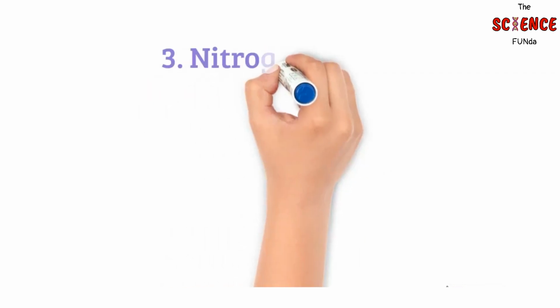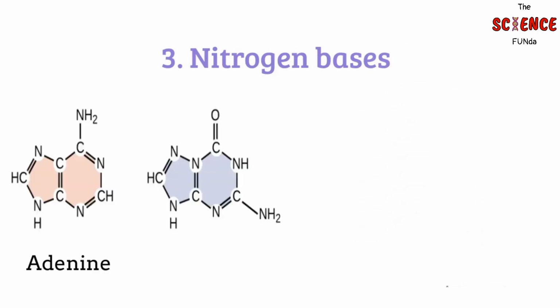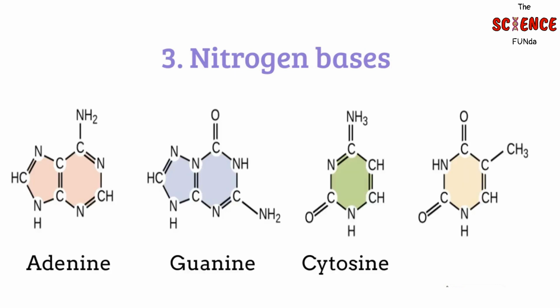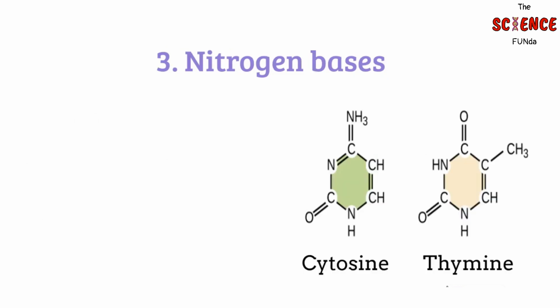Third, nitrogen bases. The 4 nitrogen bases or nitrogenous bases found in DNA are adenine, guanine, cytosine, and thymine. Adenine and guanine are referred to as purines. Purine structure is produced by a 9-membered, 4-nitrogen molecule. On the other hand, cytosine and thymine are referred to as pyrimidines. Pyrimidine structure is produced by 6-membered, 2-nitrogen molecules.